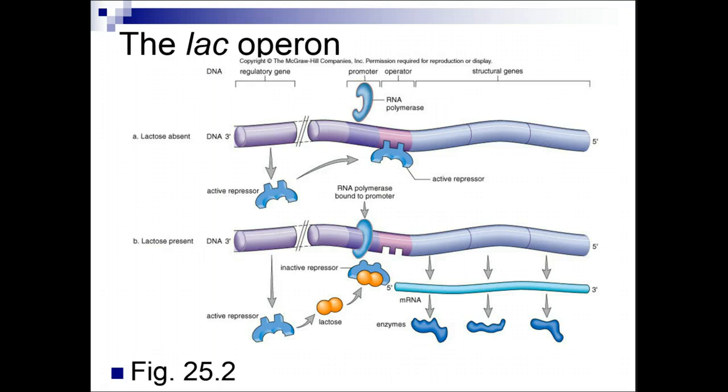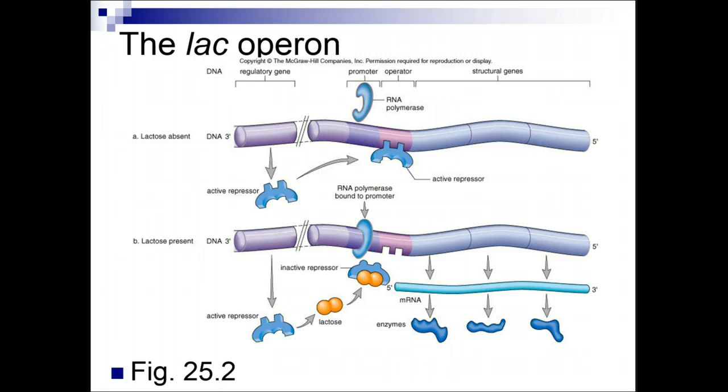So the repressor will be bound to the DNA and will block the RNA polymerase from making messenger RNA. If lactose is present, then we do want to make enzymes for breaking down lactose. And so that lactose will actually bind to the repressor, inactivate it so that it cannot bind the operator. Then messenger RNA will be able to make the necessary enzymes.